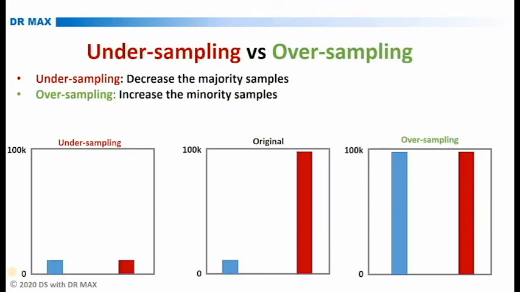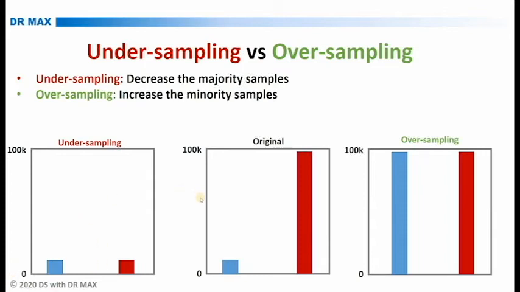Now let's talk about the methods to overcome the problem of imbalanced datasets. There are two main ideas here: undersampling and oversampling. Undersampling means that we decrease the majority samples. On the other hand, oversampling means that we increase the minority samples.